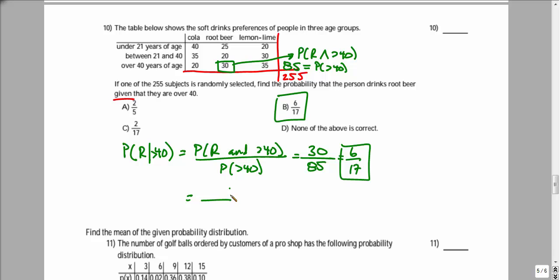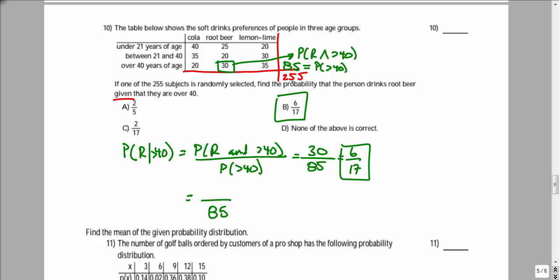So if we're conditioning on over 40, we're taking all 255 people and we're pretty much ignoring them all except those who are over 40, which is 85. So our denominator changes from that 255 just down to 85 because we're ignoring all other groups. We're just looking at the over 40s.